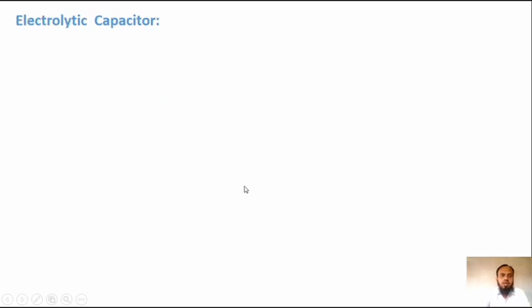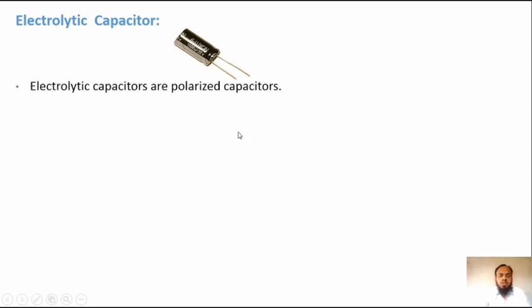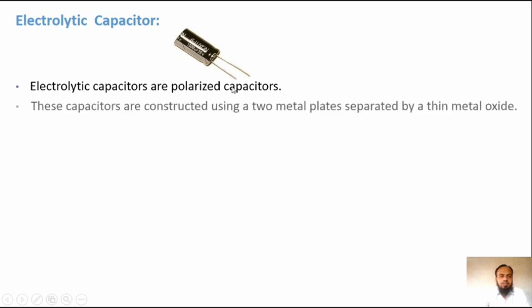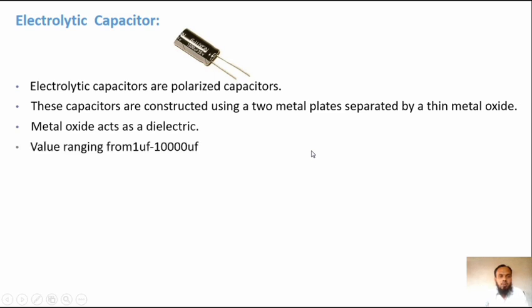Firstly we see the electrolytic capacitor. Here is the symbol of the electrolytic capacitor. Electrolytic capacitors are polarized capacitors. That means the electrolytic capacitor has a fixed polarity, positive and negative. Here the positive terminal is the long lead and the negative terminal has a short lead. These capacitors are constructed using two metal plates, separated by a thin metal oxide. The metal oxide acts as a dielectric medium. The value of an electrolytic capacitor ranges from 1 microfarad to 10,000 microfarad.